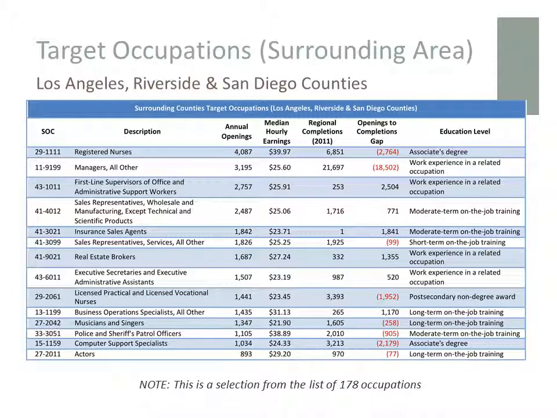Next, we looked at the surrounding counties around Orange County. We looked at Los Angeles, Riverside, and San Diego. We saw earlier that a significant portion, approximately 16% of the population, does commute. And with the economy the way it is now, more and more young people are willing to travel for work. So the same data is provided as in the previous section. And this target occupation list consisted of 178 occupations that met the target criteria.